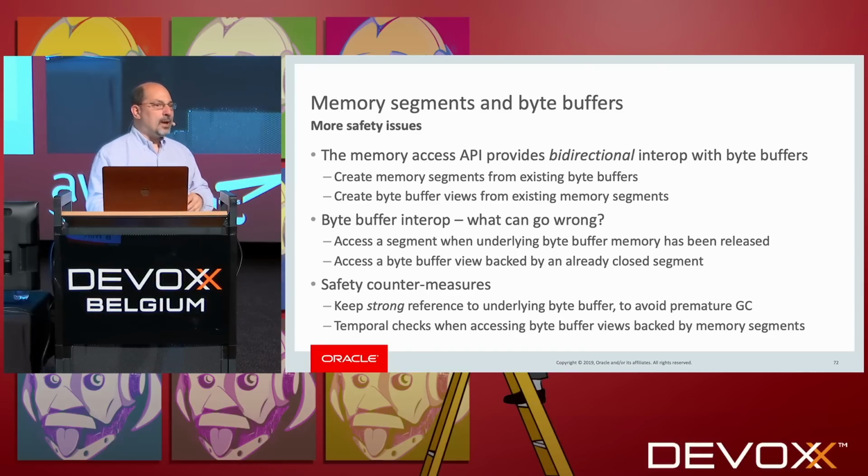So, for example, memory segments are deallocated explicitly with close, whereas byte buffers are disposed when the garbage collector decides that they're not reachable. And so this means that when you're wrapping one with the other, you're kind of exposing yourself to both of these programming models. And so, we do some work to make sure that when you wrap one in the other, it's at least as safe as the safer of the two.